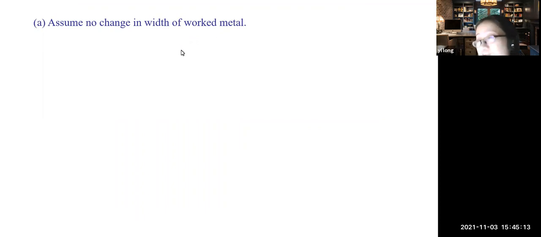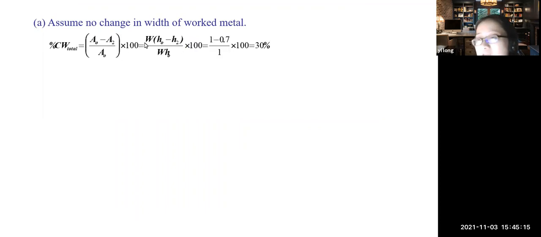Of course you have to assume, right? Otherwise it cannot move down. So the area is equal to width times the height, the thickness h. Okay, so you can see the last one is 0.7, because we only calculate the last one, not the middle 0.8, only the 0.7. So 1 minus 0.7, then you know the percentage of cold work, which will be 30%.